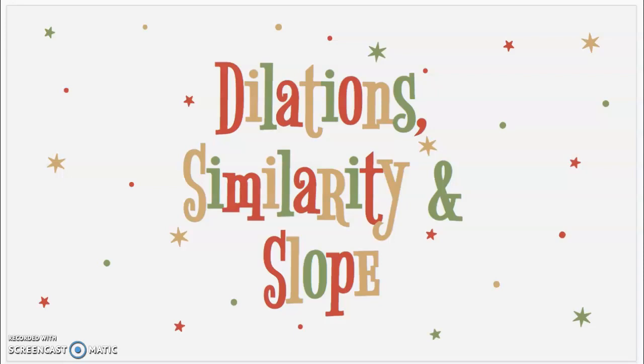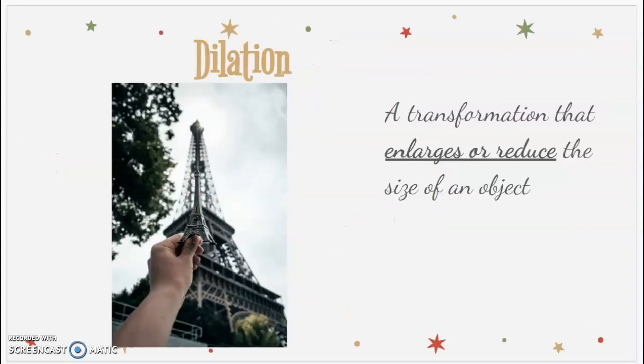Here, dilations, similarities, and slope PFA review. So what we're going to do is go over dilations and similarity, and do some review on the slope. The first thing on your note sheet says dilation, and it has a blank.